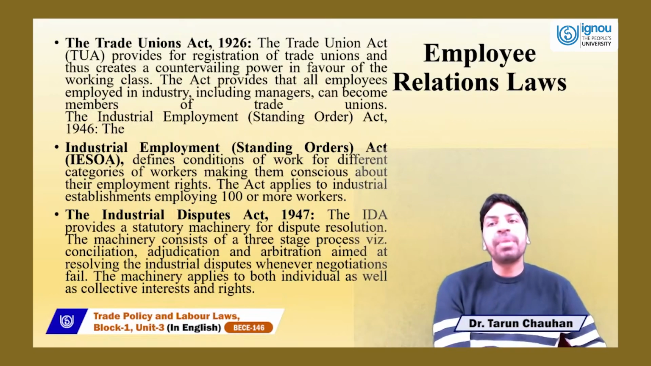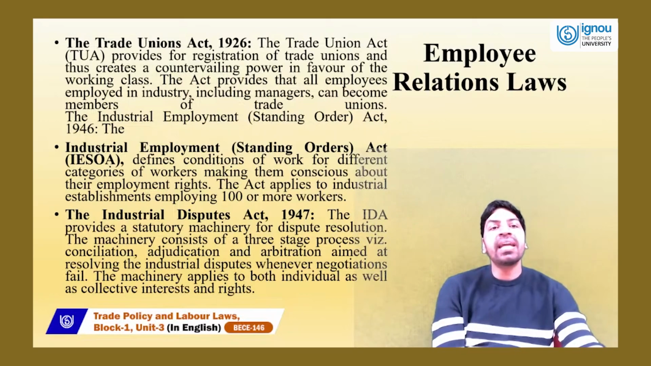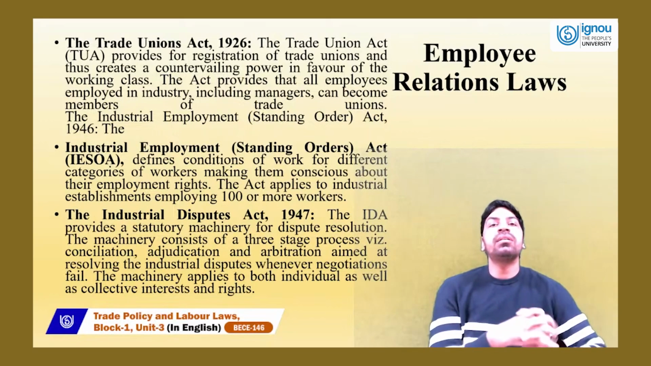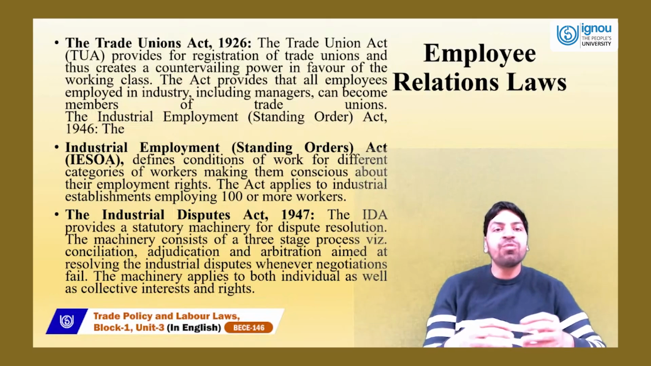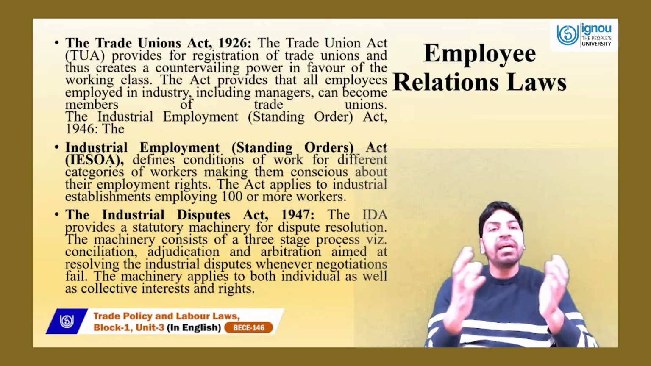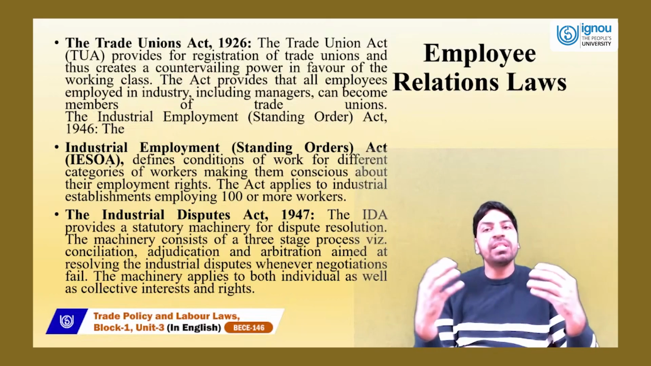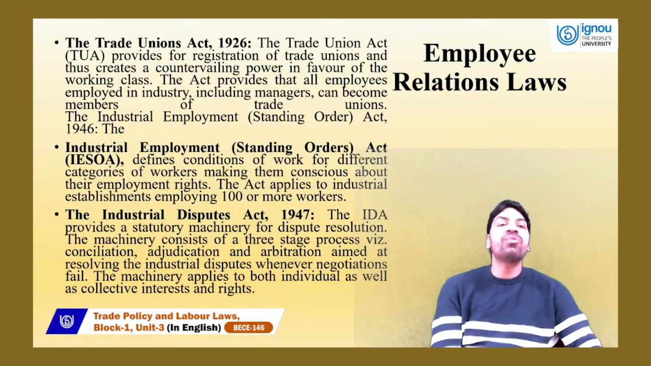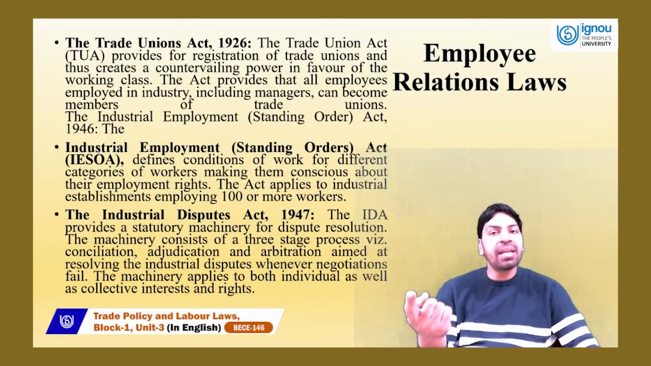And the next one is employee relations laws. The first one is the Trade Union Act 1926. This act provides for registered trade unions and creates a countervailing power in place of the working class. It is an act under which employees work in a peaceful environment controlled by trade unions in the factories, and all employees employed in industries, including managers, can become members of a trade union.